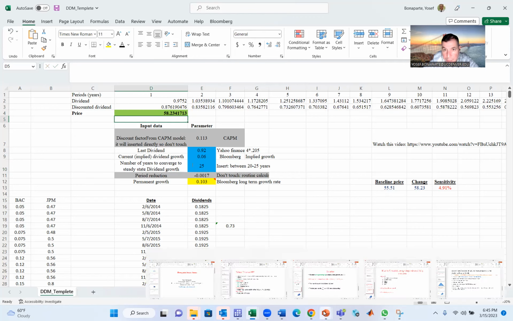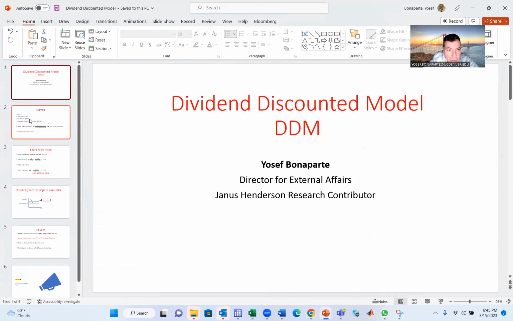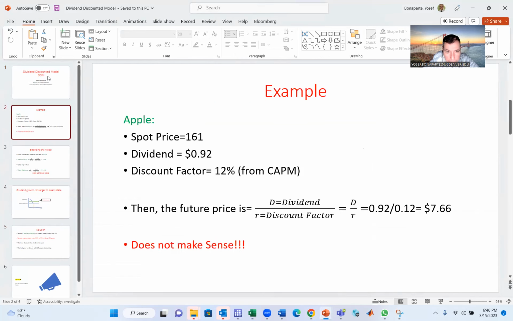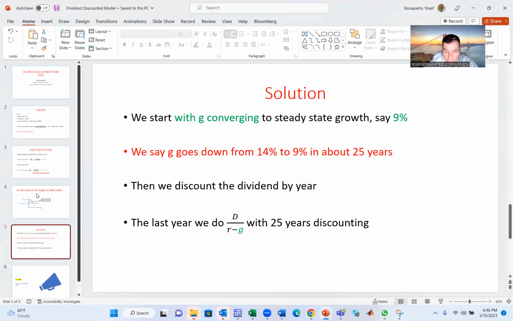So what we learned from this exercise is the dividend discounted model. That's the simplest model. If you have a growth, that would be the model. But what if the growth is above the discount factor? Then you have to do 2 steps. This is the first one, and then how you do it.